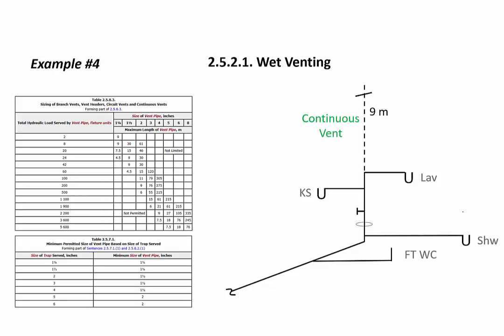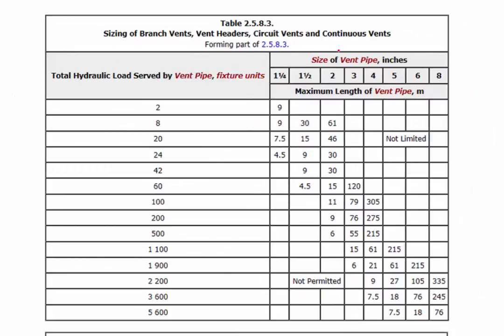Okay, we're going to look at our continuous vent sizing now. Our loads were 1 for the lav, 1.5 for the sink, 1.5 for the shower, and 4 for the flush tank. So we had a total load of 8 fixture units on a 9-meter length continuous vent. So we're going to size it from the table that is used to size continuous vents, 2583.